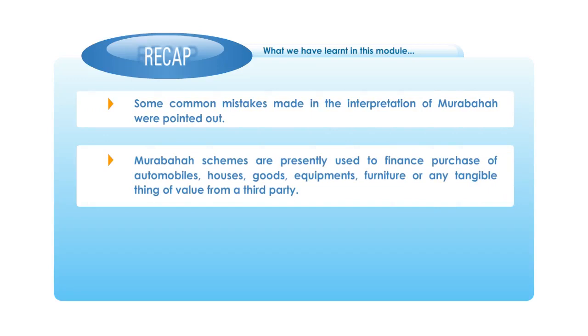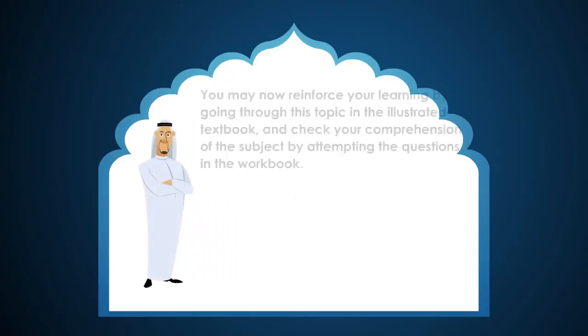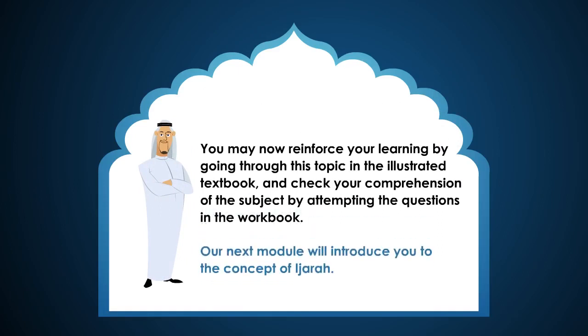Murabbaha schemes are presently used to finance purchase of automobiles, houses, goods, equipment, furniture, or any tangible thing of value from a third party. You may now reinforce your learning by going through this topic in the illustrated textbook and check your comprehension on the subject by attempting the questions in the workbook. Our next module will introduce you to the concept of ijara.